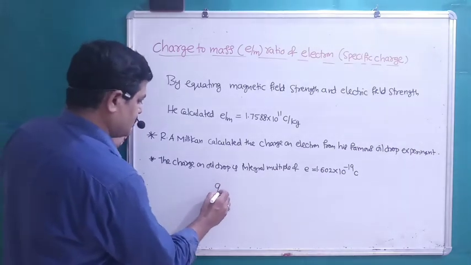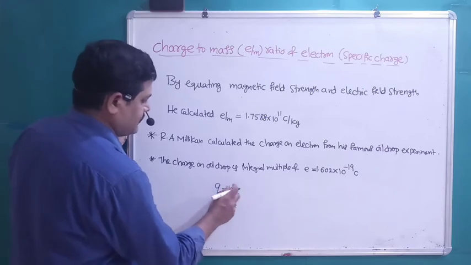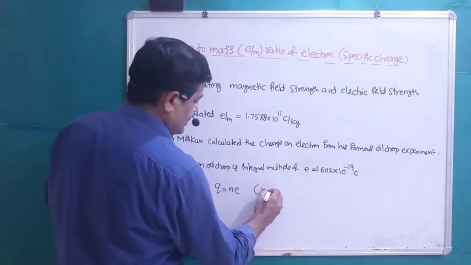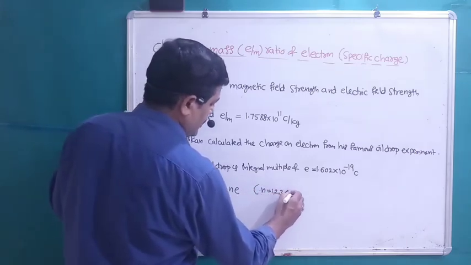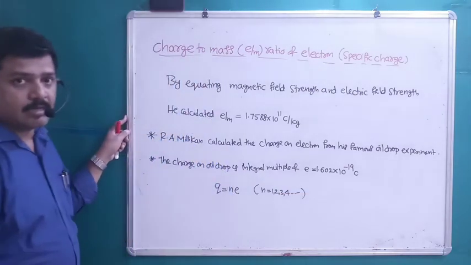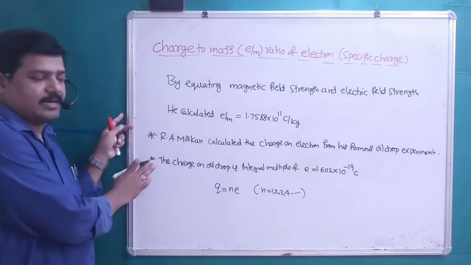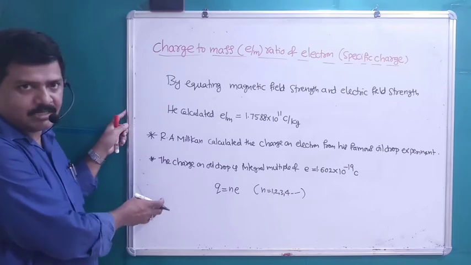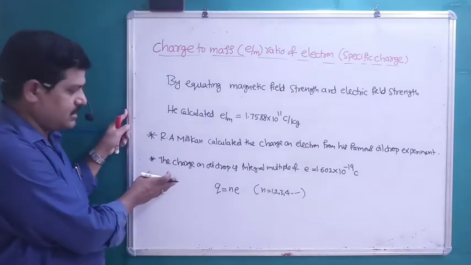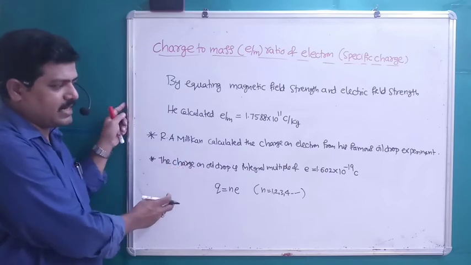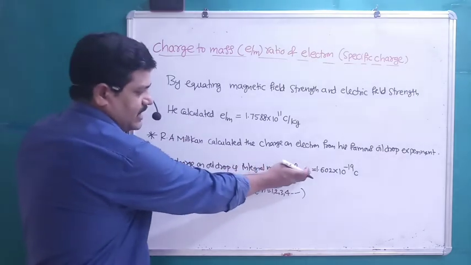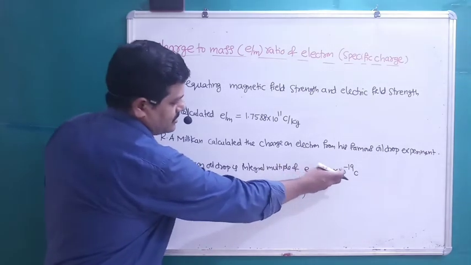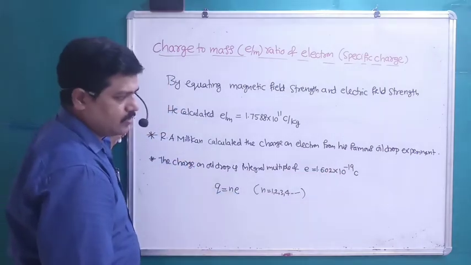The total charge Q is an integral multiple of some charge e, where n is a positive integer: n equals 1, 2, 3, 4 and so on. So the charge on the electron has been calculated by R.A. Millikan using his famous oil drop experiment, and one of his observations is that the charge on an oil drop is an integral multiple of some value e, which is the same as the charge on the electron. e is equal to 1.602 into 10 power minus 19 coulombs.